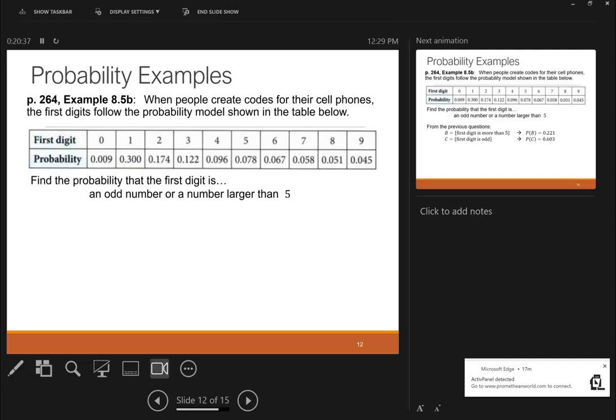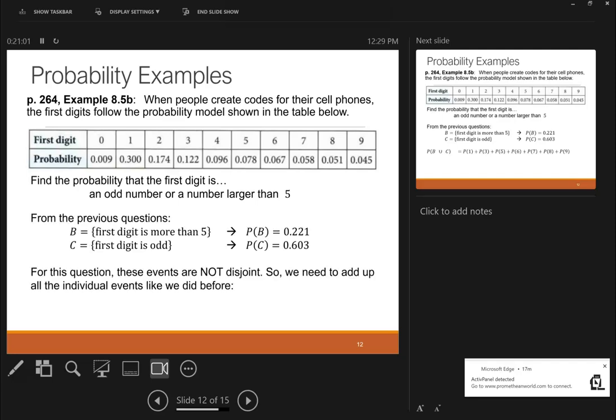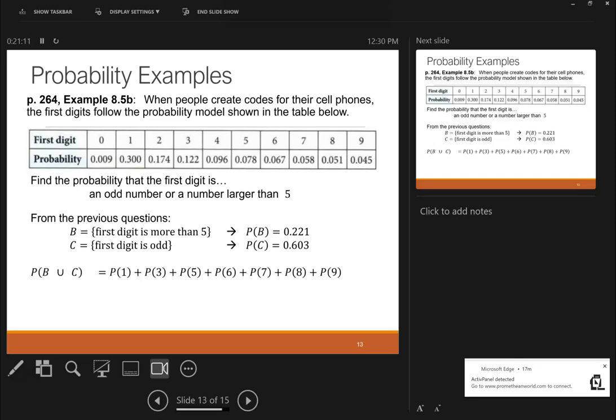Are those two events mutually exclusive? No. Ooh, gotta be careful then, right? Why are they not mutually exclusive? Because there are odd numbers in the larger than 5. They both include the numbers 7 and 9, specifically. So when calculating this probability, we need to be really careful because we cannot just add up our two previous answers because they are not mutually exclusive.